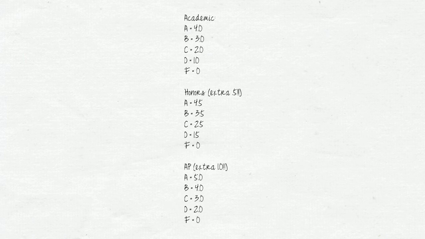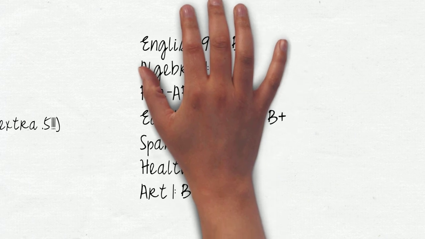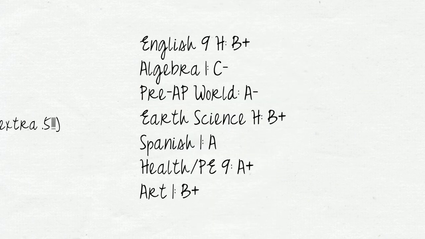For an AP course, you receive a full point bump. This means that an A in an AP course is equivalent to a 5.0. You can see how taking honors and AP courses has the potential to really improve your GPA. So, let's practice again. But this time, let's say Lucy took a more rigorous course load. What's her GPA?